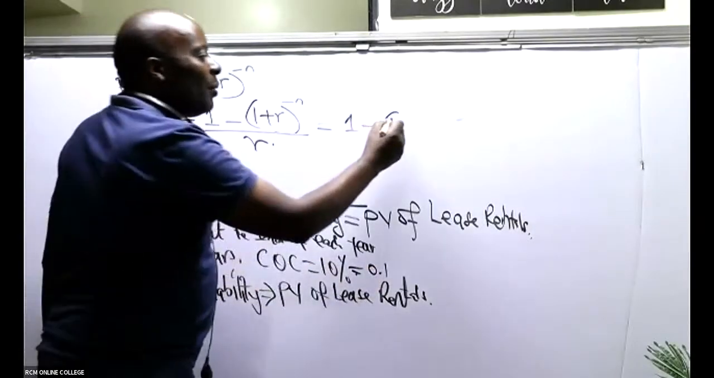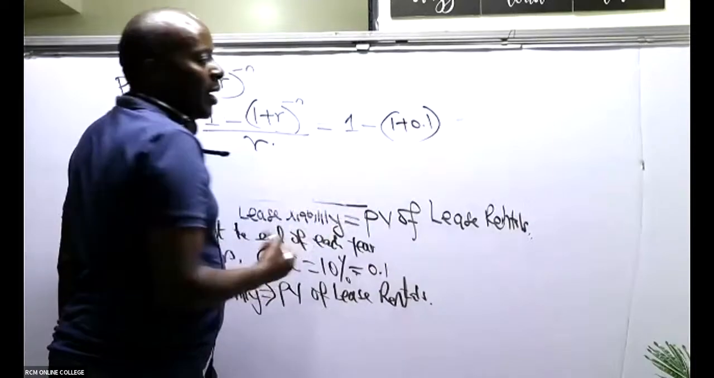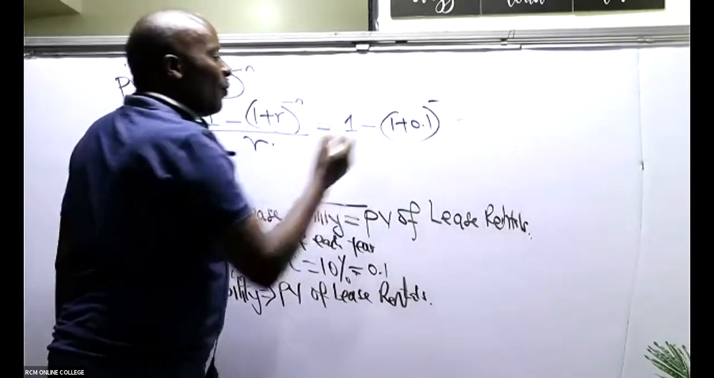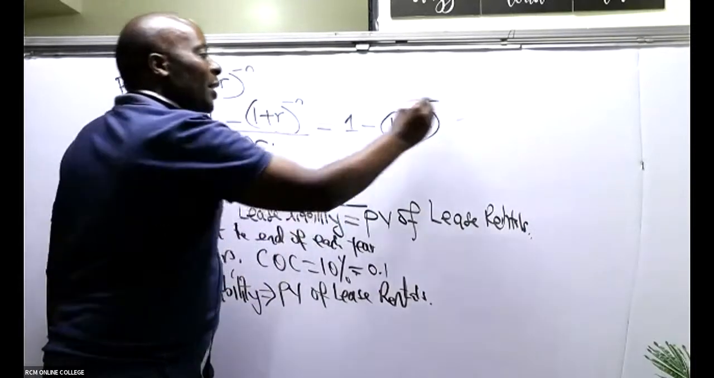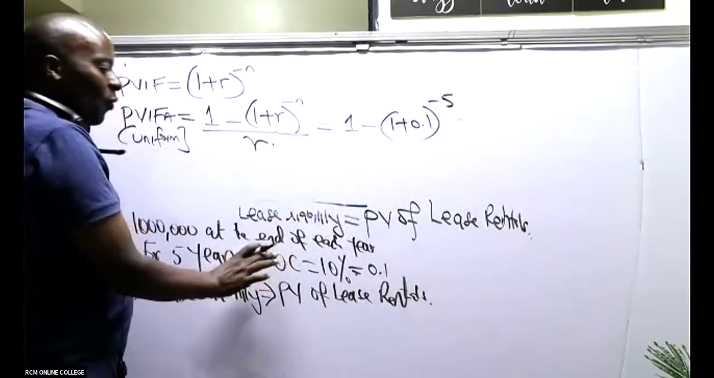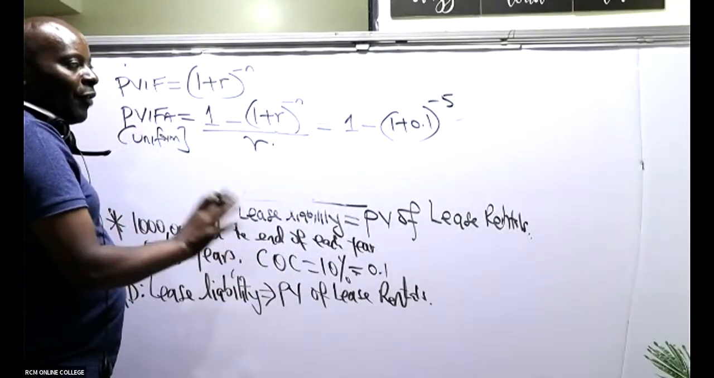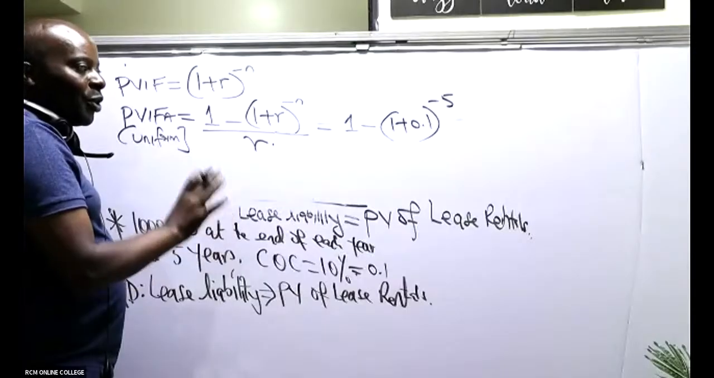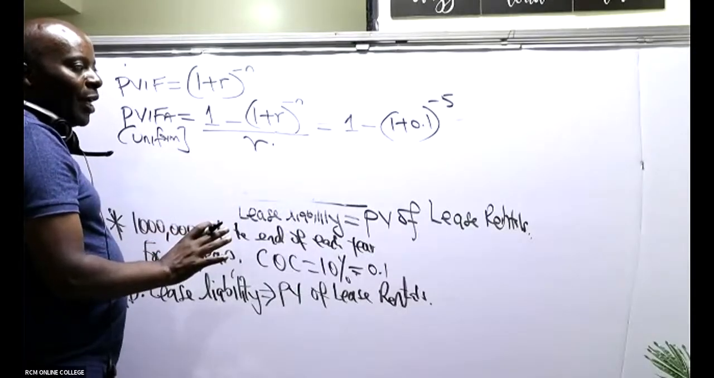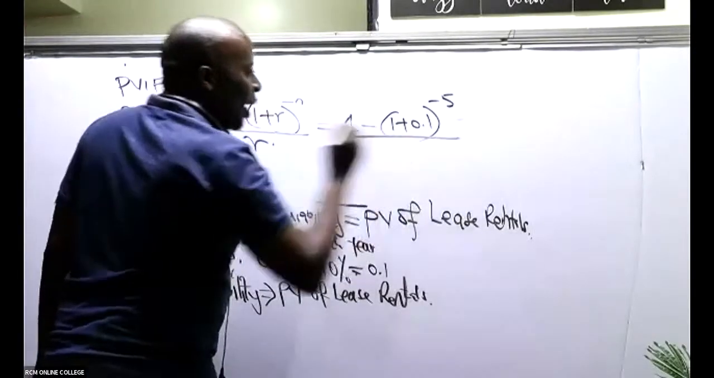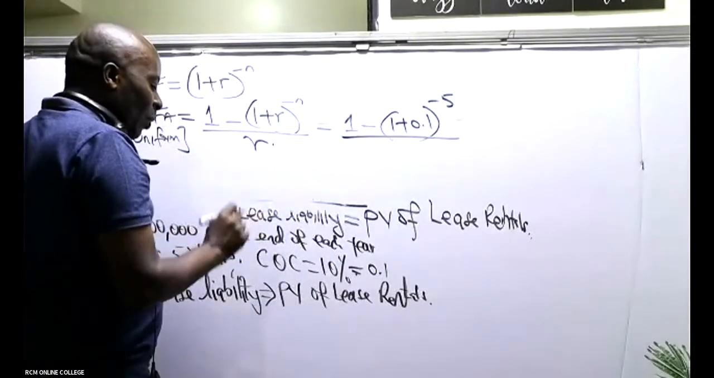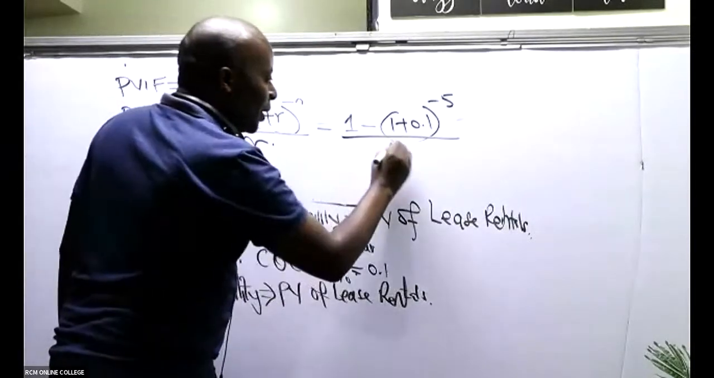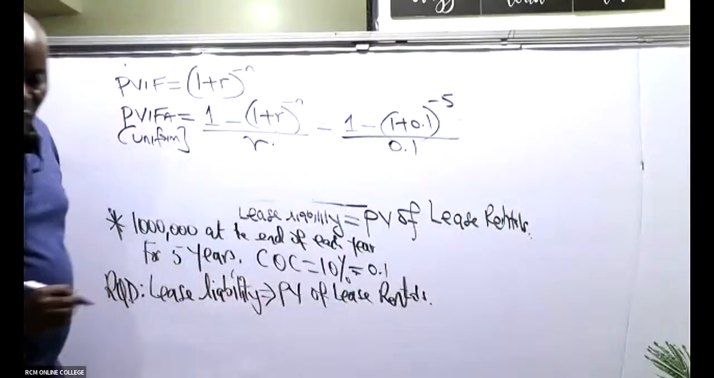So this will be 1 plus 0.1 raised to the number of years. How many years are there in this case? This is a lease of 5 years. We're going to enjoy this for 5 years. And then we divide everything by our R, where our R in this case is 0.1.